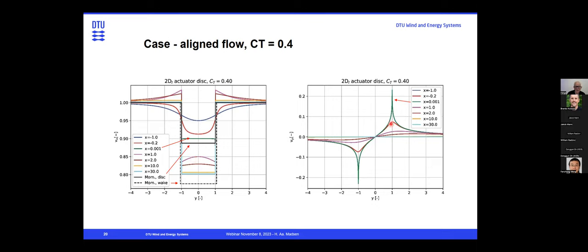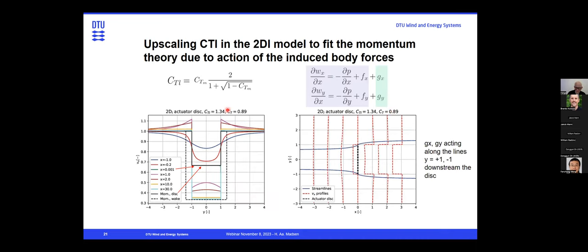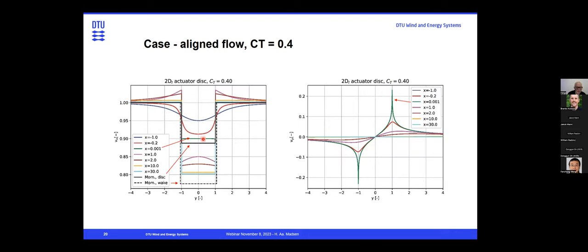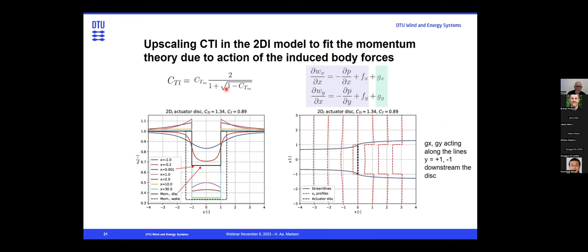Over here is the lateral velocity component, which is peaking at the edge of the disk, where it is in fact infinite. But we saw up here that we compute a slightly lower induction than the momentum theory. And we can show that we have to increase the thrust coefficient for the 2D actuator disk model in this way, where CT is the CT from the momentum theory. And when we do this, we now get coinciding velocity profiles at the disk and also almost in the wake. We see the expansion of the momentum theory, but we don't have expansion in this analytical 2D model.